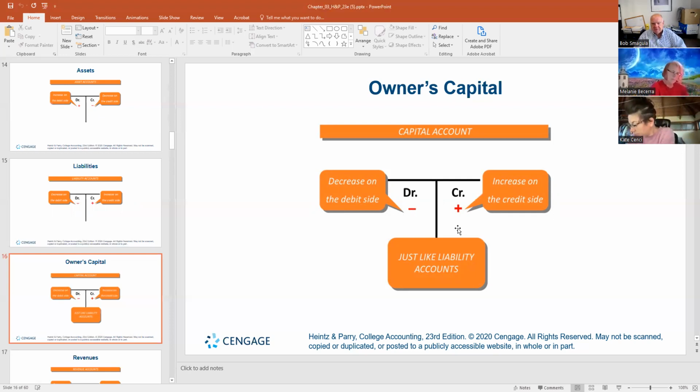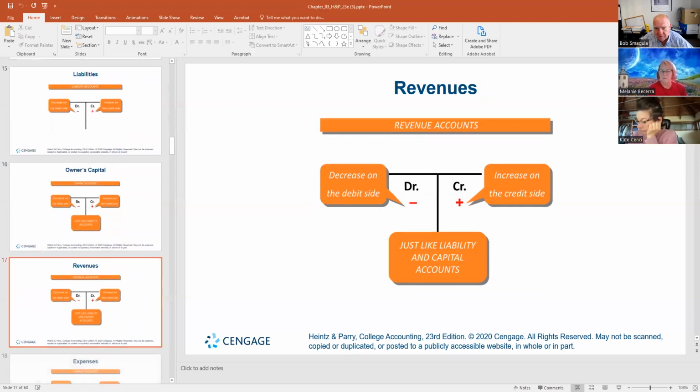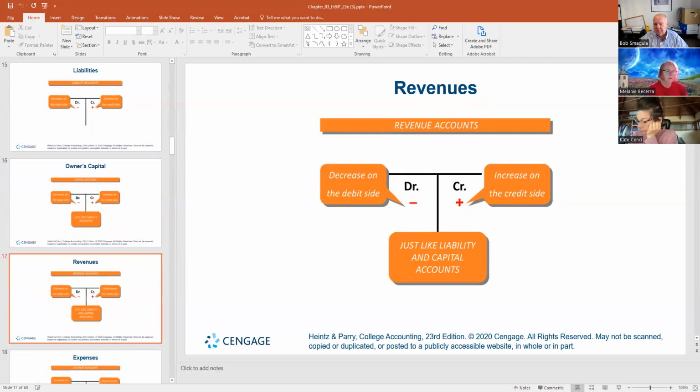Assets, normal debit balance. Liabilities and capital, normal credit balance. Now we come to two more things, really. Revenues and expenses. Revenues, these are your sales. Revenues increase on the credit side. Revenues have a normal credit balance. Anytime we record a sale, it's going to be on the credit side. In fact, you would never debit the sales account, never. We'll learn why as we go along.